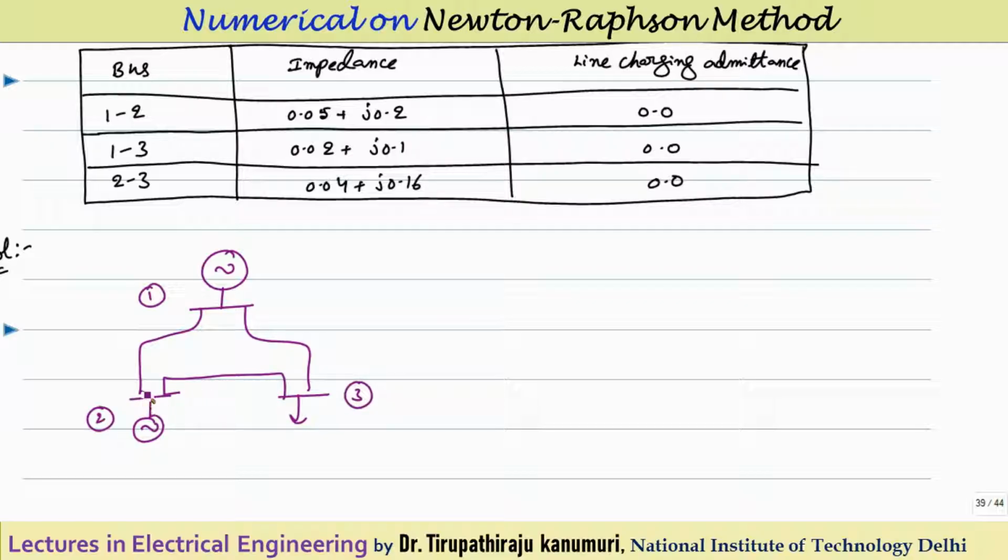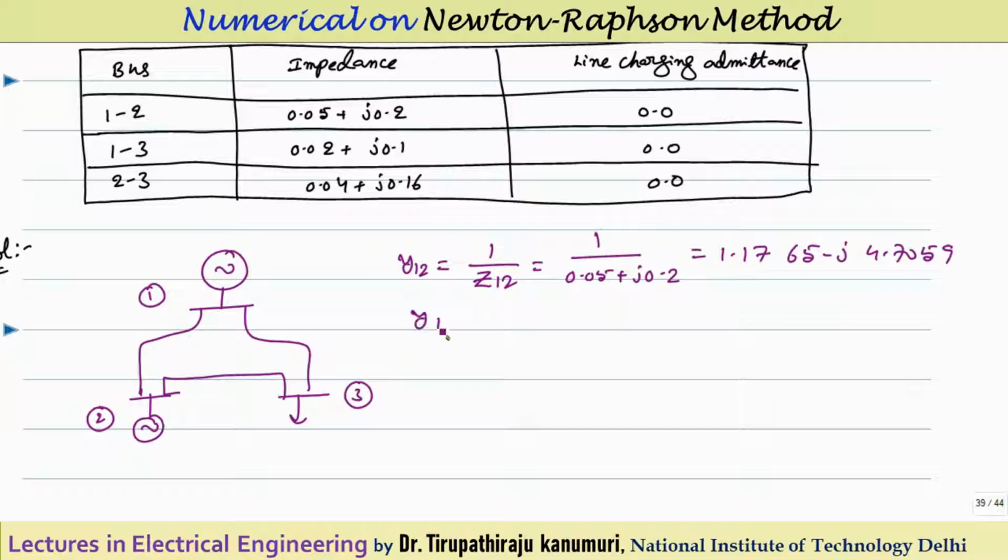Now we have to calculate the value of the admittances between these buses. In order to calculate the admittances, because they are given as impedances, we have to calculate the admittance. How will you calculate it? Y12 will be equal to 1 by Z12. Between 1 and 2, take the values: this will be 1 divided by 0.05 plus j0.2. If you calculate it, you will get 1.1765 minus j4.7059. Similarly, the value of Y13 will be equal to 1 by Z13.